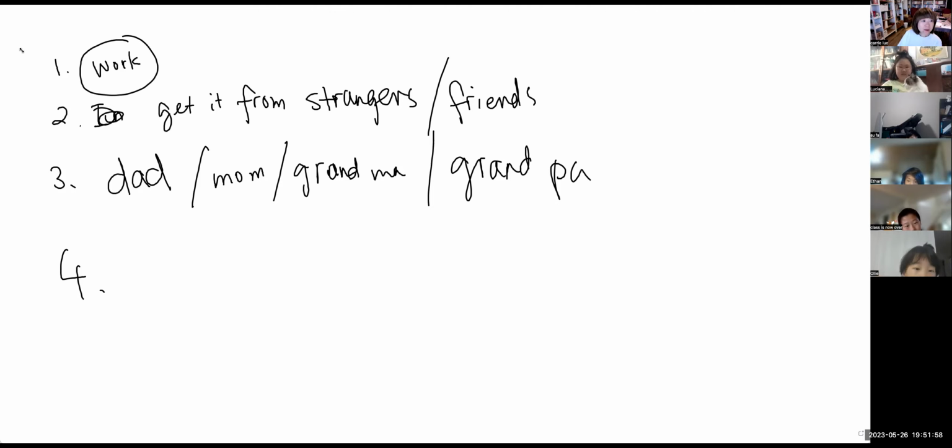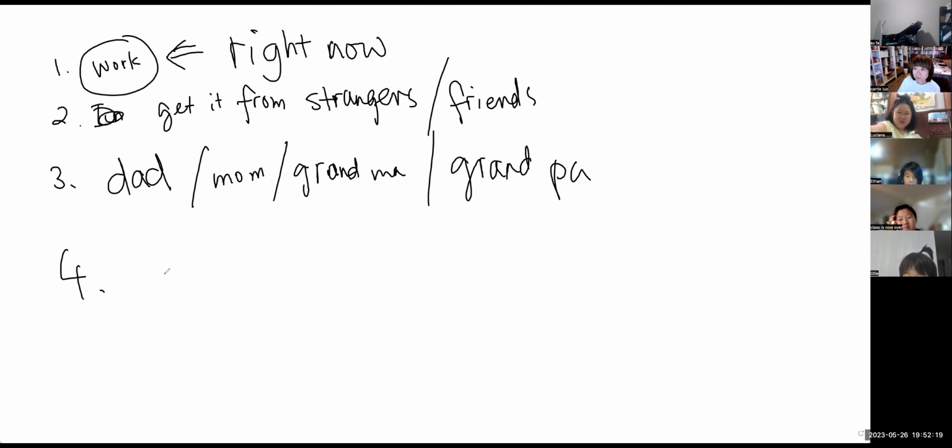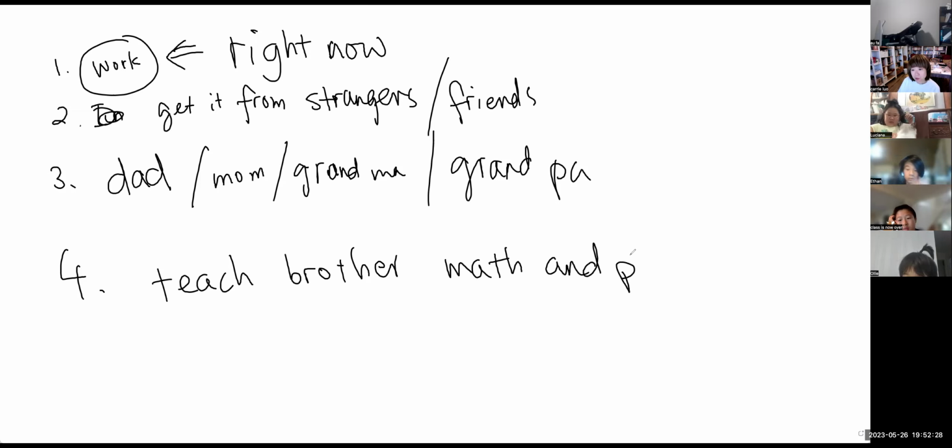Okay, beg mom. Okay, Luciana, you said you want to work, right? What kind of job can you do right now? I mean right now, not 20 years later. What are you capable of doing? I watch my brother and teach him math. Okay, very good. Teach brother, probably piano as well, right? Yeah, very good. Good job.